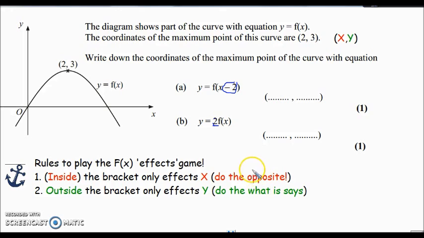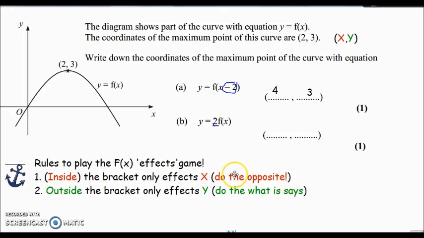You must do the opposite. Well, it's telling me to subtract 2 from the x part. Well, I'm not going to do that. I'm going to do the opposite. I'm going to add 2. So look, my x value here is 2. And if I add 2 to it, because I'm doing the opposite, then I'm going to get 4. So for that question, I get 4. There was no instructions outside the bracket, so the y value stays the same. Not too difficult, is it?